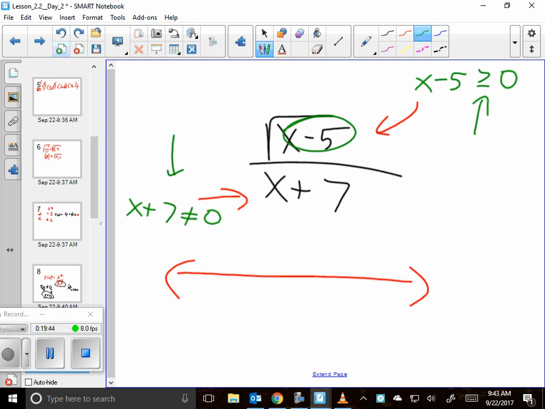Okay? So I'm going to add 5 to both sides. X greater than or equal to 5. And here I'm going to subtract 7. X not equal to negative 7. And if I can just graph those, here's 5, and greater than or equal to 5 goes this way, right? And then here's 7. Now, oh, it's negative 7. Thank you. Should have shown my work and I wouldn't have screwed that up. The moral of the story, definitely show your work.